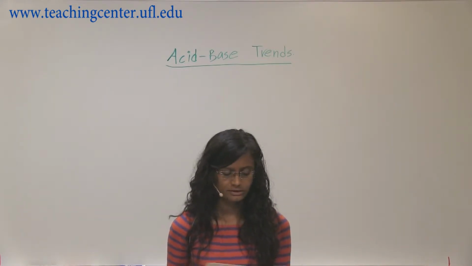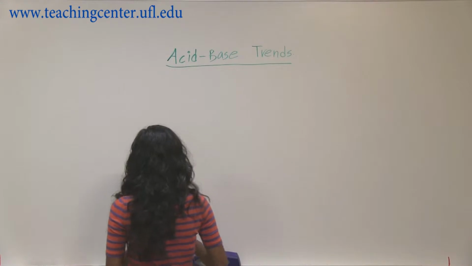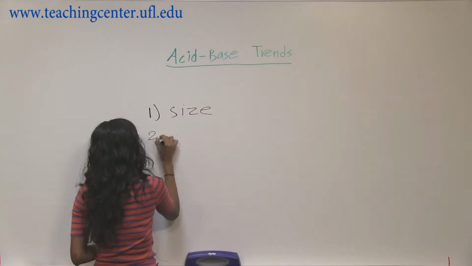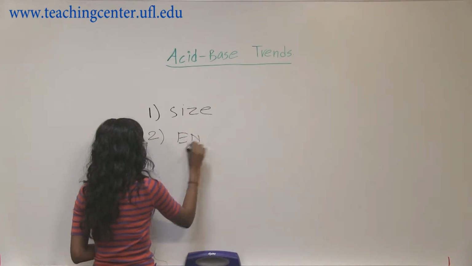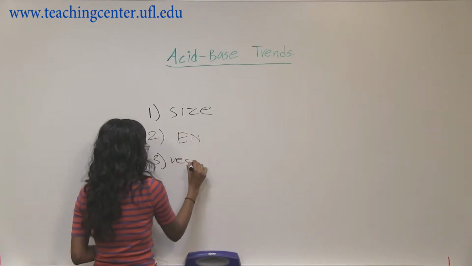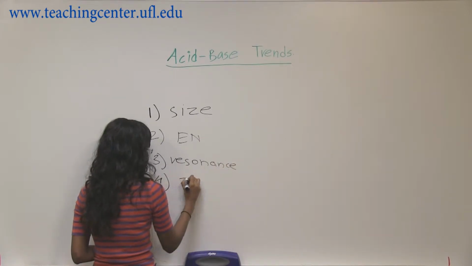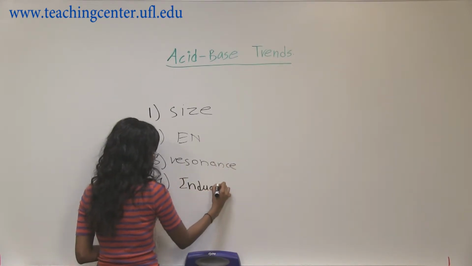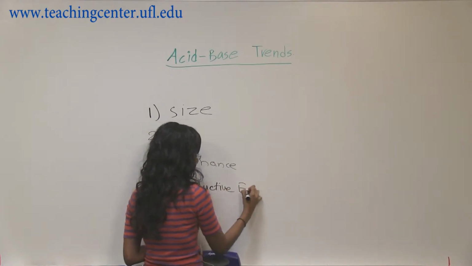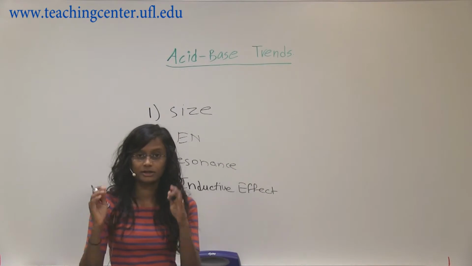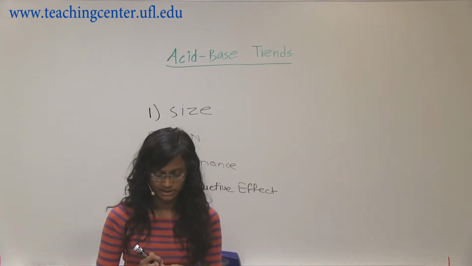Okay, so there are 4 protocols that you have to follow. So the first one is size, second one is electronegativity, third is resonance, and number 4 is inductive effect. Alright, these protocols are already on your handout, so you don't need to write it again.